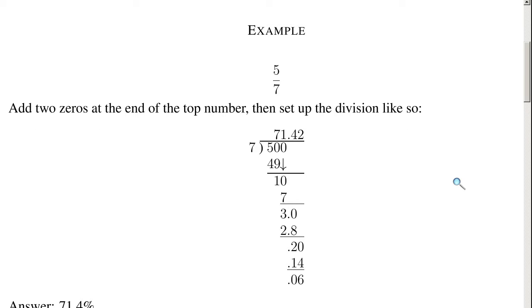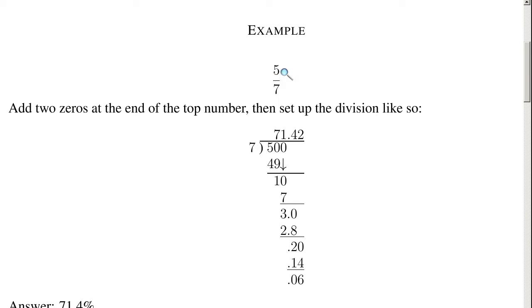So in our first example, 5/7. Now how do we convert that to a percent without using a calculator if we want to just do it by hand? Well, here's the process. First thing you do is you add 2 zeros to the end of the numerator, top number, and then set up the division like so.